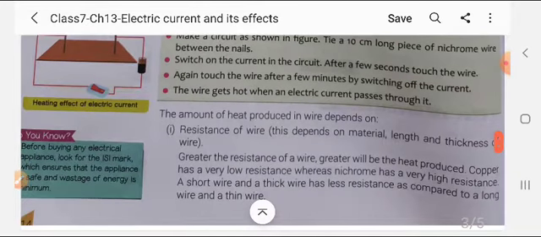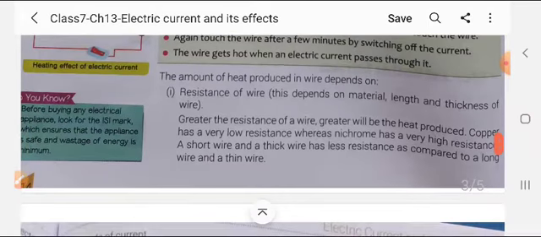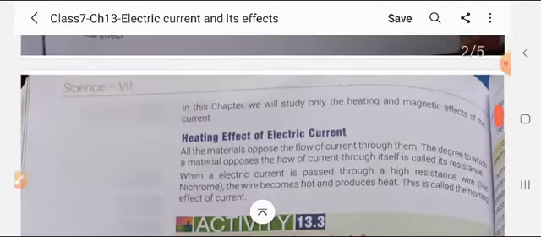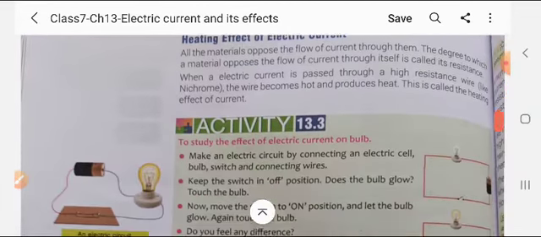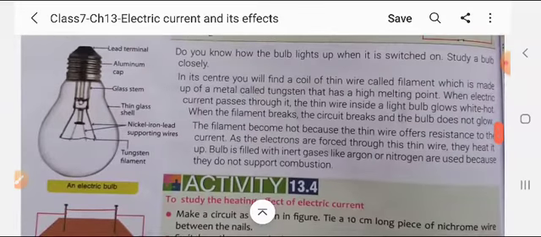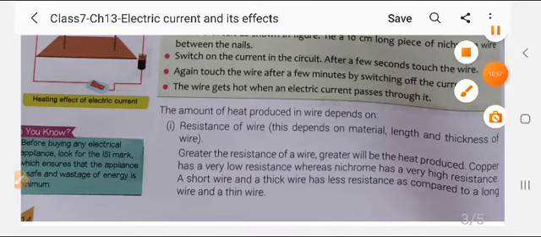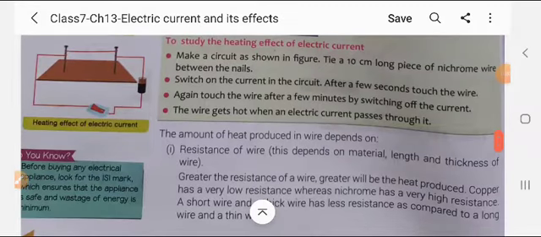The amount of heat produced in this wire, okay student, depends on, number one, the resistance of the wire. Just now I have told you, in this case, the more resistance can hold the electric current, the more that wire will become hot. So how much that wire will get heated depends on the resistance of the wire.